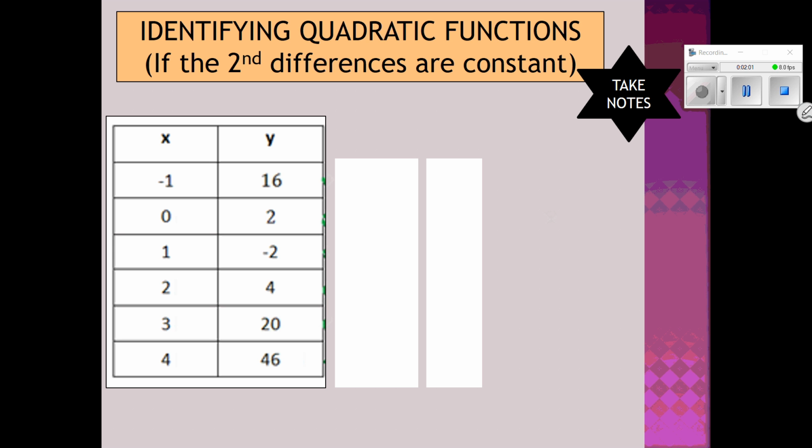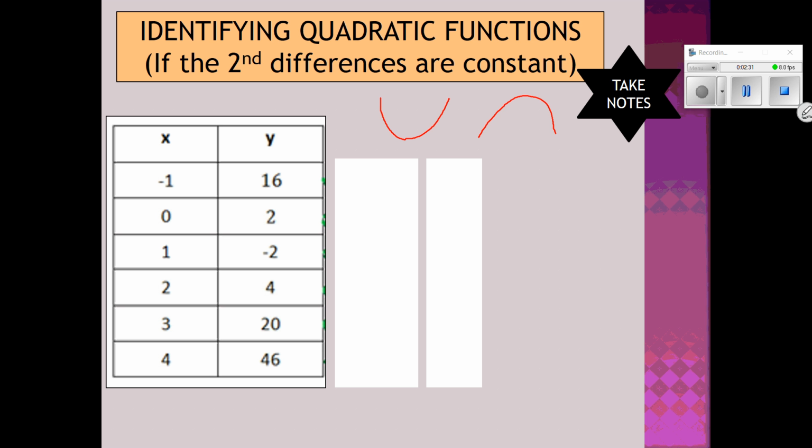Another way to identify whether something is quadratic: if you have a table with the ordered pairs, you can identify whether or not this will graph as a quadratic function by checking to see if the second differences are constant. I'm going to show you what that means. Let's back up for just a minute. Quadratic functions, when you graph them, are going to graph as a parabola. It looks like a U, either upside down or the other way.